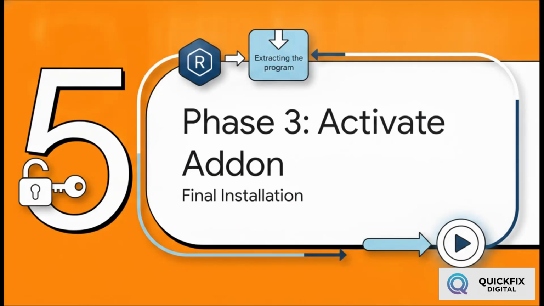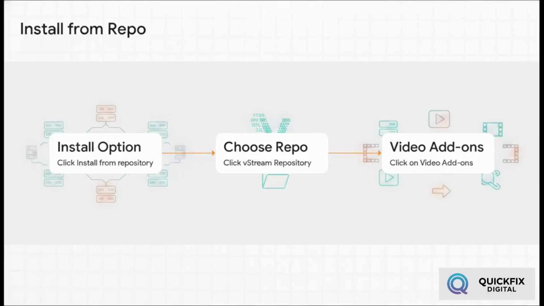Section 5. Phase 3. Activating add-on. Almost at the finish line. You should actually still be right there on the add-on browser screen. But this time, instead of the zip file option, we're going to click Install from Repository. You'll see a list of all your installed repos. Just scroll until you find vStream repository and click it. Once you're inside that, click on the folder that says Video Add-ons.